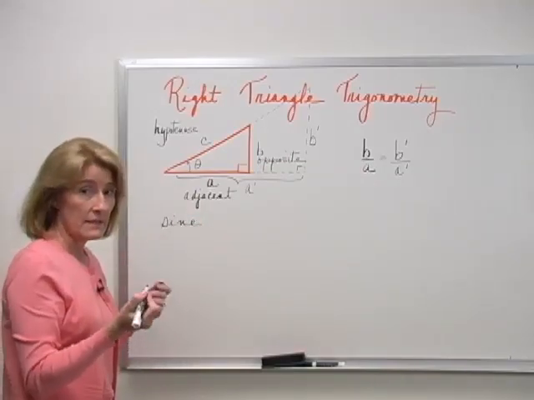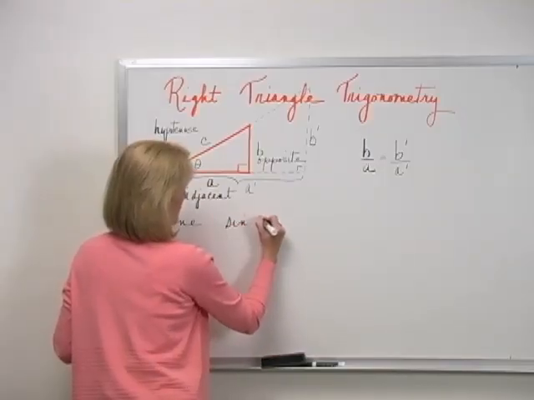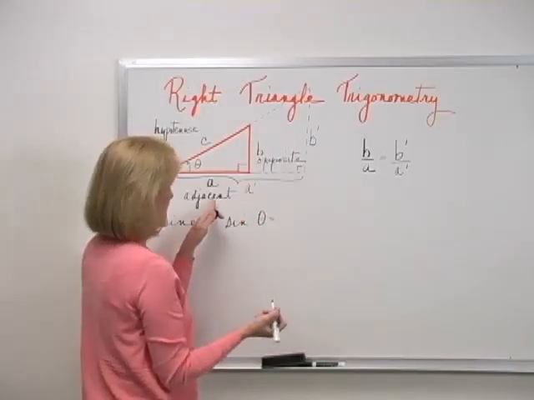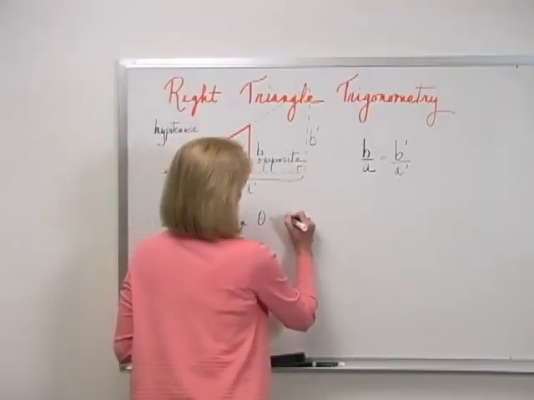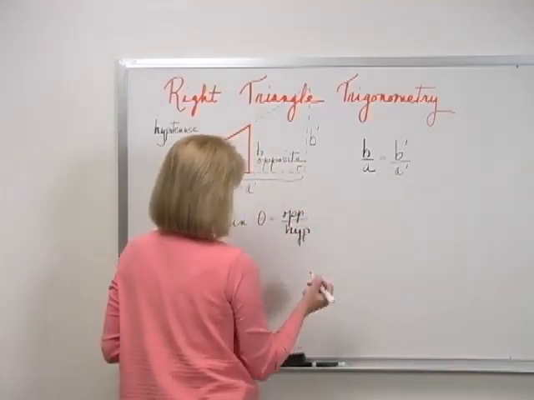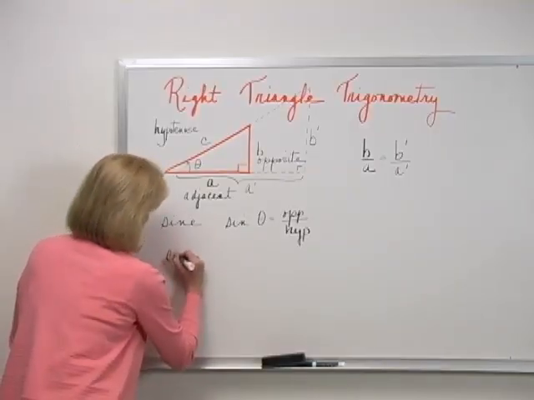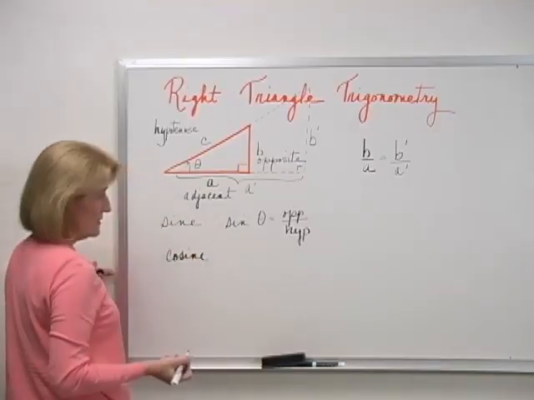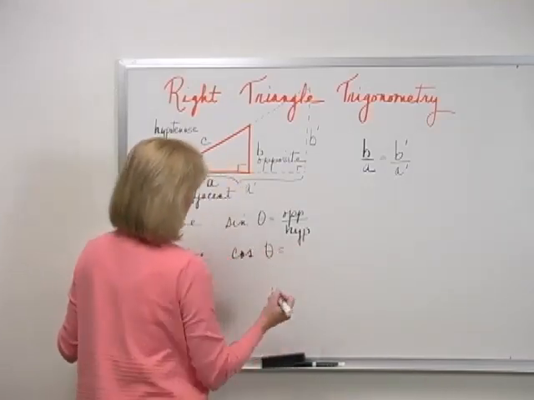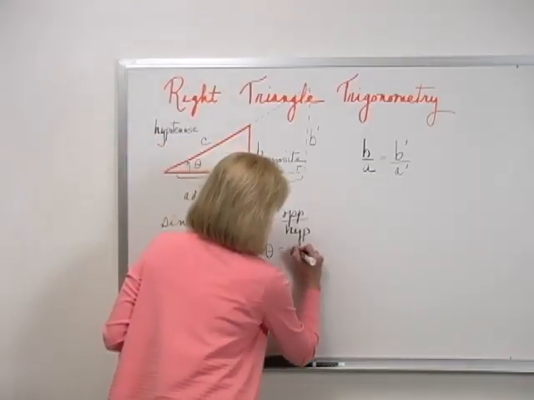It's abbreviated S-I-N. And the way it works is this. The sine of theta is the value given to the ratio of the opposite side divided by the hypotenuse. And we'll just abbreviate here, opposite divided by hypotenuse. Okay? The next function we're going to look at is the cosine function. It is abbreviated COS. And so the cosine of theta is the ratio of the adjacent side to the hypotenuse.